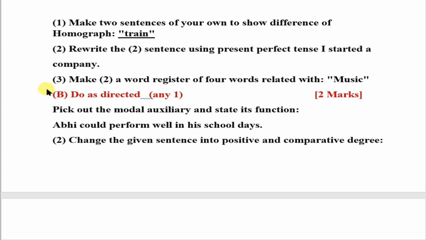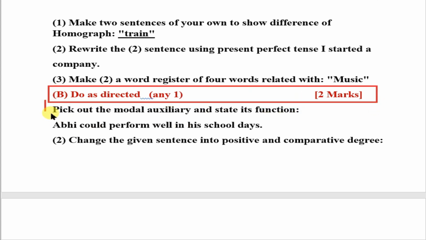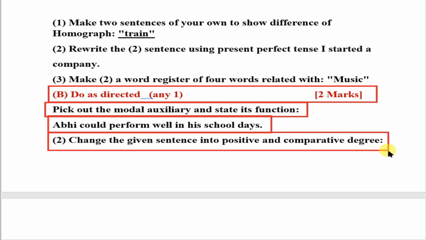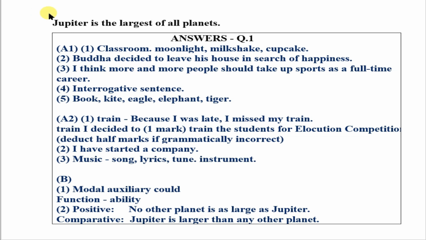Question number 1B. Do as directed, any 1, for 2 marks. Pick out the modal auxiliary and state its function. The sentence is, Avi could perform well in his school days. From this sentence you have to pick out the modal auxiliary verb and what it shows. Number 2. Change the given sentence into positive and comparative degree. The sentence is, Jupiter is the largest of all planets.